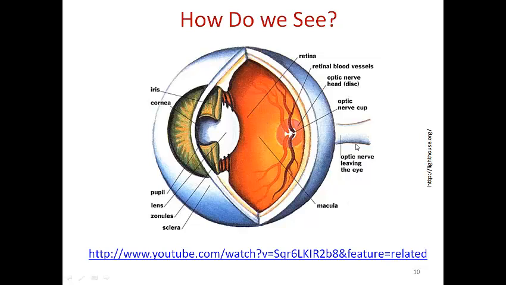So if there's any malfunction, injury, or damage to any part of the eye that is used for the purpose of refracting light, a person might have either blindness or low vision. And here I have a video which shows you how we see things. The link is here, but the actual video is also available under this chapter.